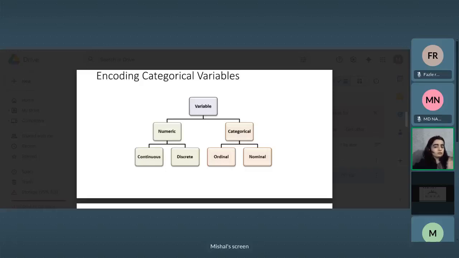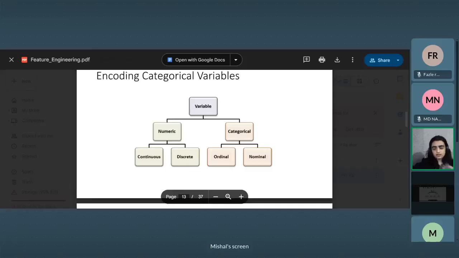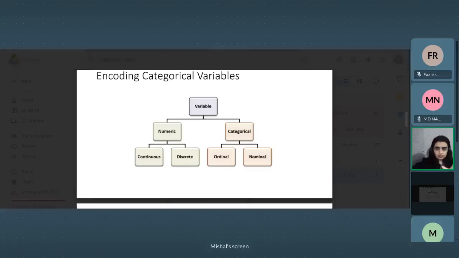Now come towards the categorical column. There we have further two types. One is ordinal, other one is nominal. Now I'll give you two examples. The same one, educational background of the employee, bachelor's degree, master's degree, PhD.